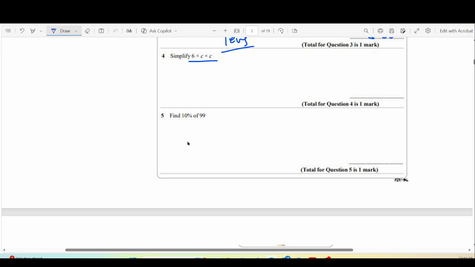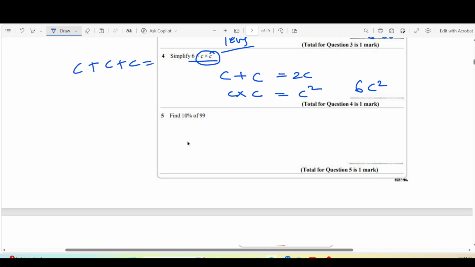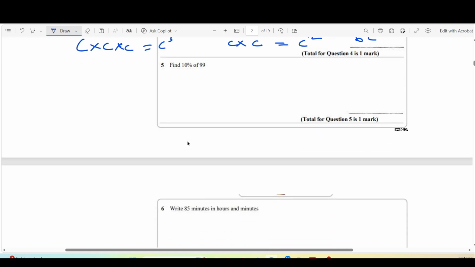Now we have to simplify this. So c times c is c square, then we have 6. So 6c square is the answer. Students get confused here. See, c plus c is 2c, and if we are multiplying we get a square. Like if I add them 3 times, this is going to be 3c. If I multiply it 3 times, that is c cube, c to the power 3.